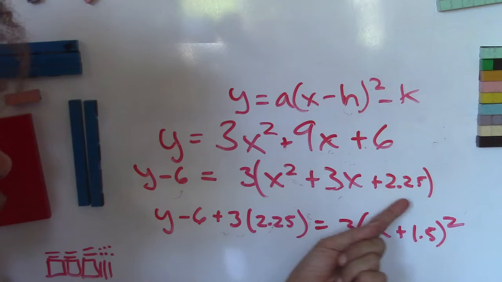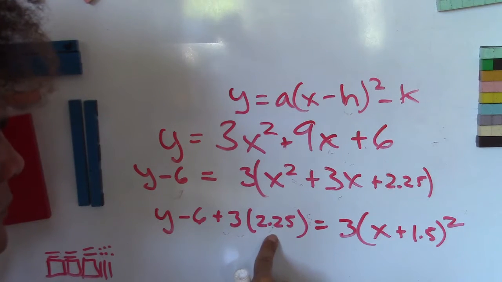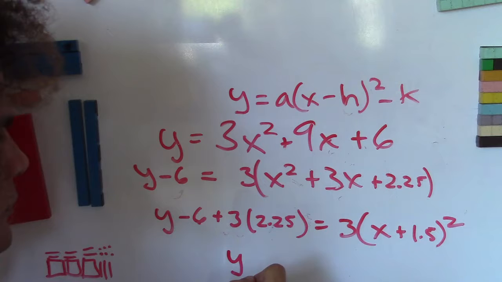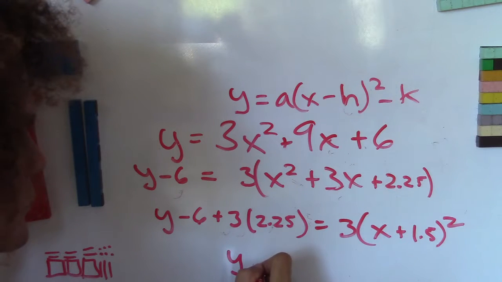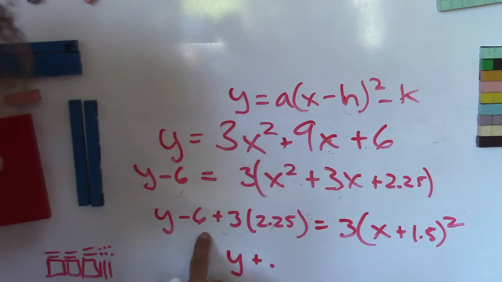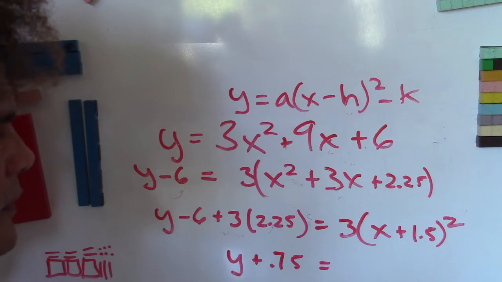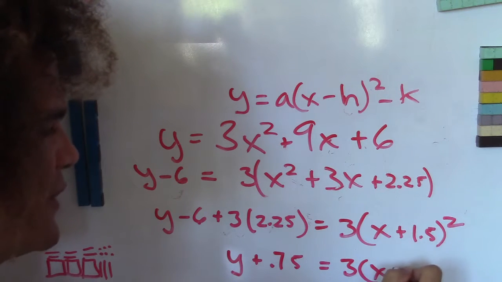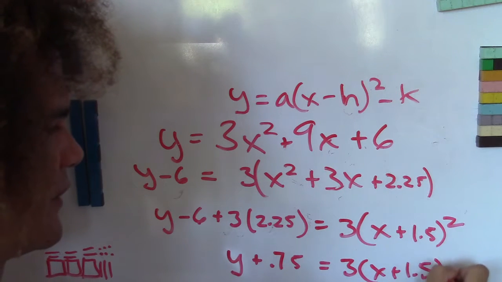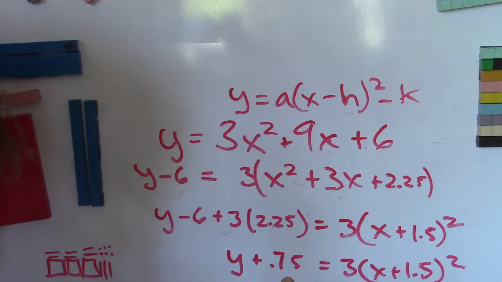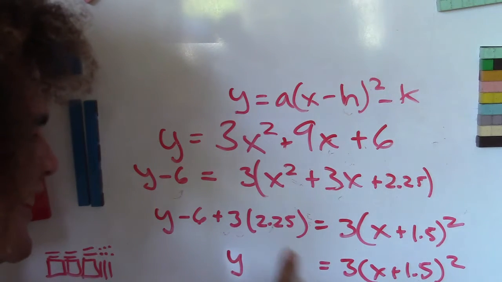Yeah, so now we've completed the square, but now we have to figure out how much you have to take away. So then y minus 6 plus 6.75, so y plus 0.75 equals 3 times x plus 1.5 squared. So in the end, you just take away 0.75 from the other side. Because when I do this math right here, this is going to wind up being y plus 0.75, right? Yeah, equals all this. And then you just have to use simple algebra. There you go. I like it.